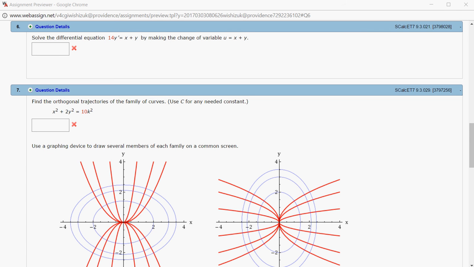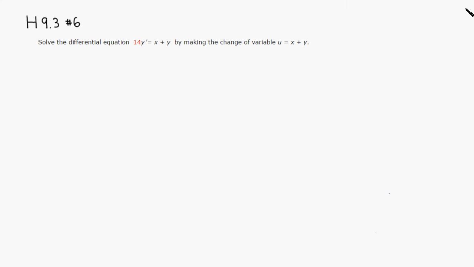All right, let's look at homework 9.3, problem number 6. We're going to use the change of variable given here to turn a non-separable equation into a separable equation. Then we solve the differential equation from there. All right, so let's do that. First we're going to start with the substitution, which is given here.